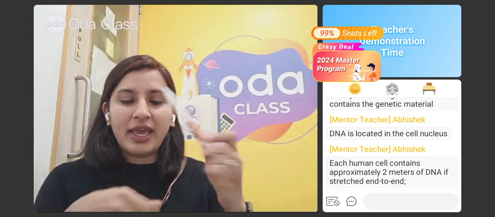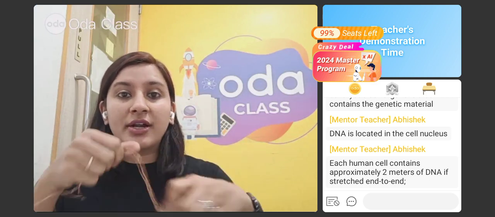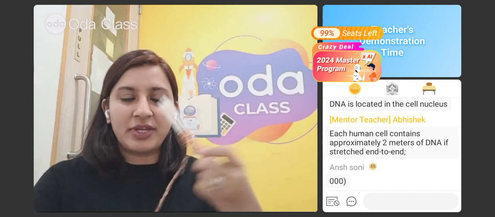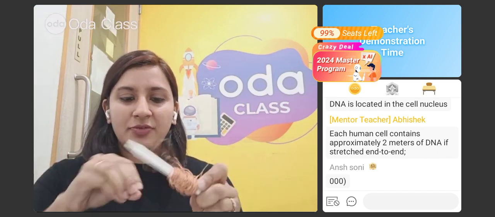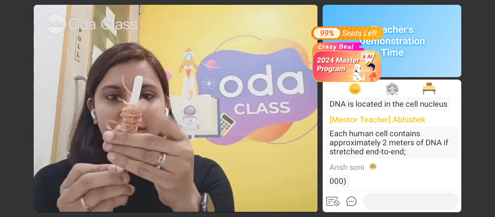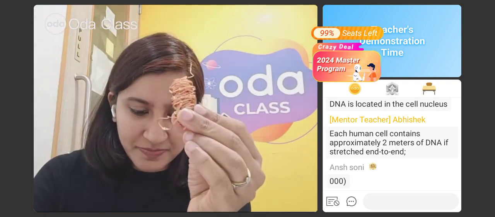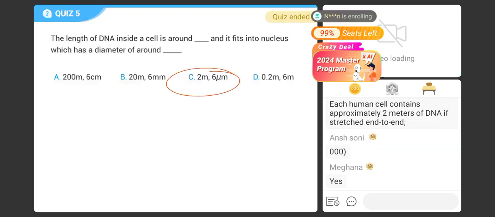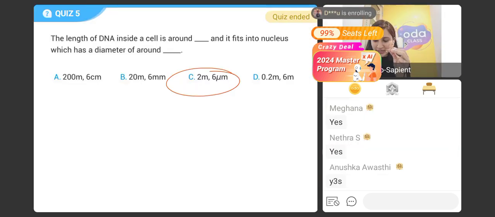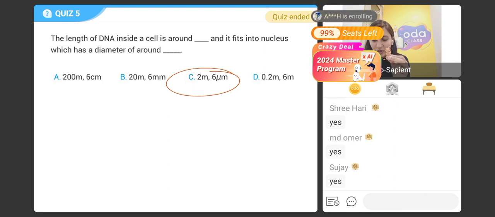And now we have the most condensed form. What is that form called? In case of DNA, how is it forming the most condensed one? Do you see this, students? Yes or no? Very good. Absolutely correct.